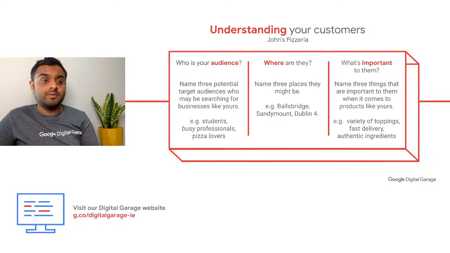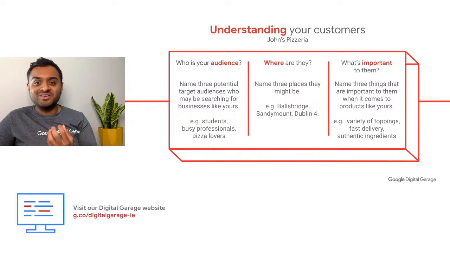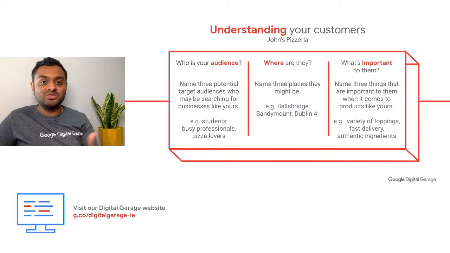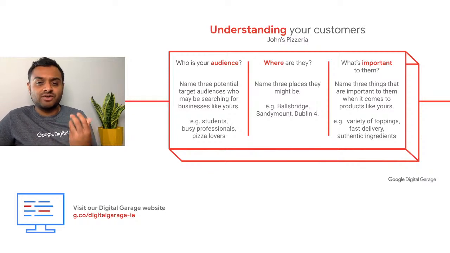And for those pizza lovers or pizza connoisseurs, he's identified authentic ingredients. They can really tell when a pizza is authentic and fresh, as opposed to one that's just been taken out of the freezer, or one that was cooked the other day as well. So he's identified those values and what is really important to these types of audiences when it comes to a pizzeria or a pizza place in general.